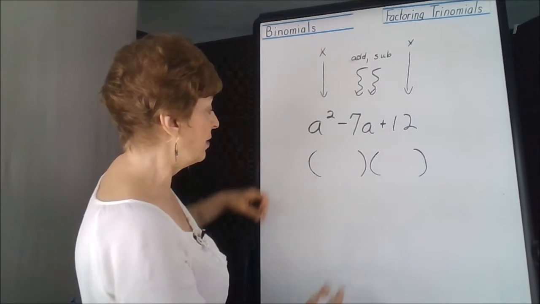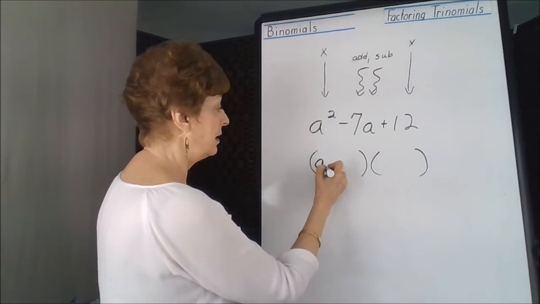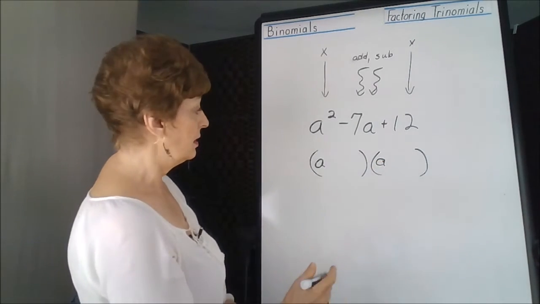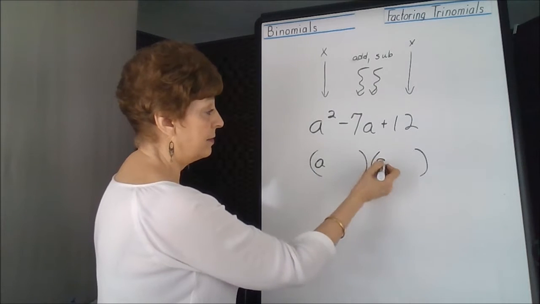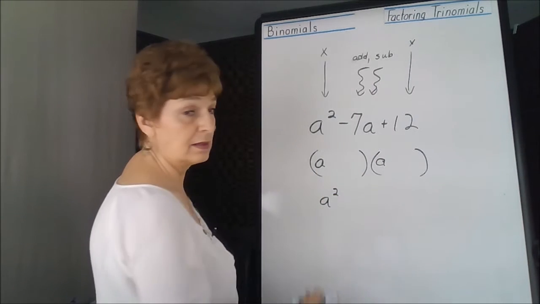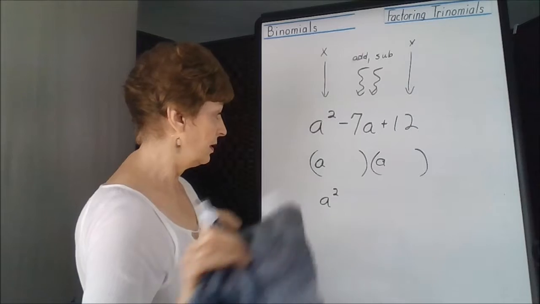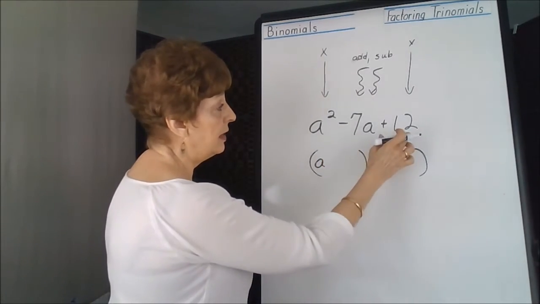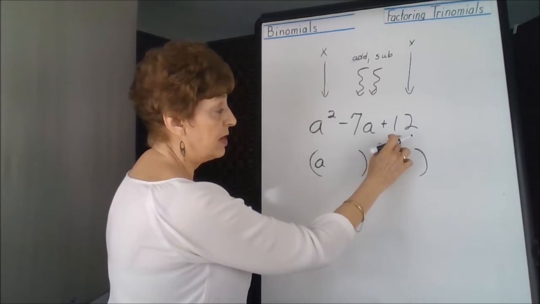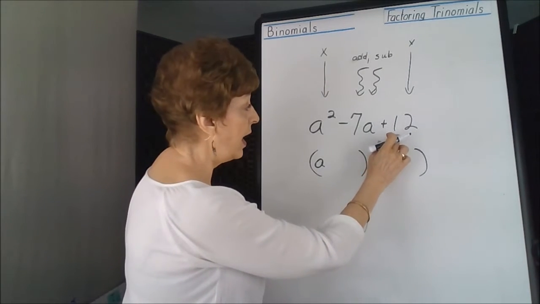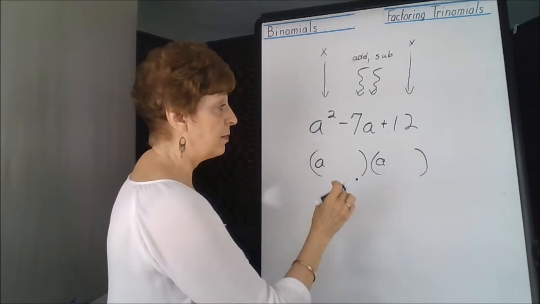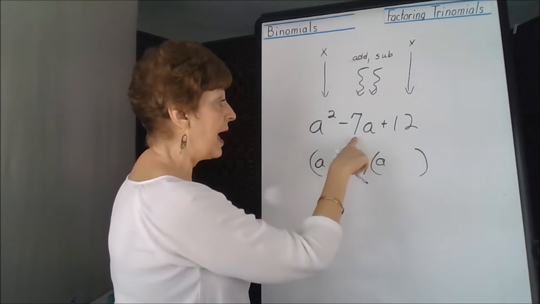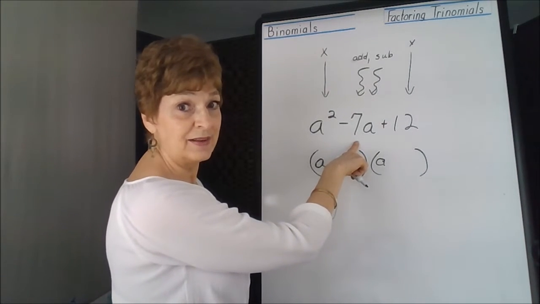And that happens when we have an a in the first position of both of the parentheses. So if we multiply that together, a times a gives us a squared. So that's good. Then to get this number is a very telling one, because we've got to find numbers that would multiply together to get 12, but would add or subtract to a -7.